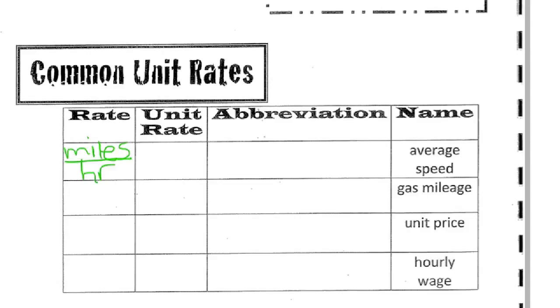Okay, so our rate is the number of miles to 1 hour. Okay, that's our rate. Our unit rate is called miles per hour. These are common unit rates. Our abbreviation is MPH, or miles per hour, and that is called our average speed.